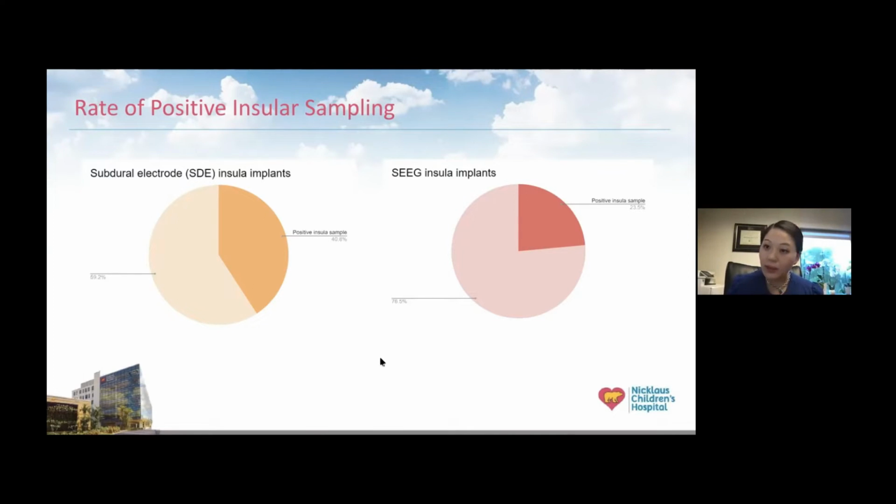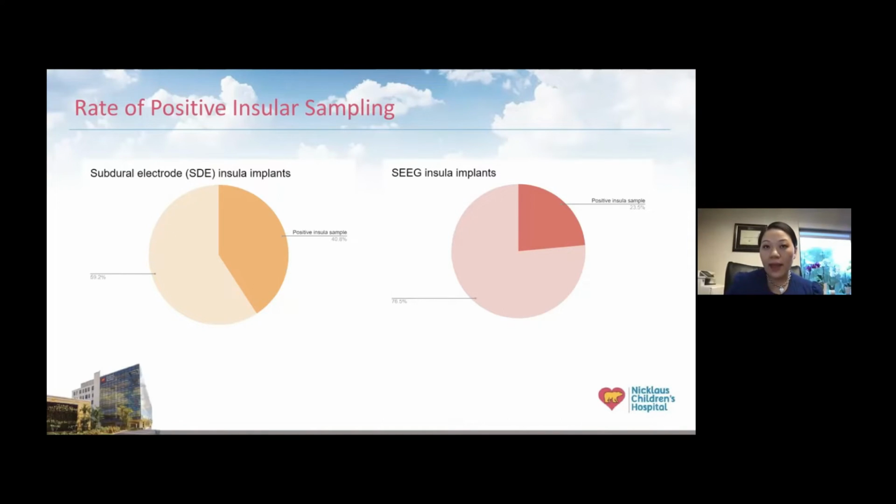That number is a little bit lower in SEEG implants, and I think that's because we are more liberal in inserting SEEG electrodes into the insula, because it is something that's not very difficult to do. The hemorrhage rates and complication rates of even these deep insular electrodes are relatively low, and it does not involve such a time-consuming and possibly complicated experience of splitting the fissure with an open surgery.